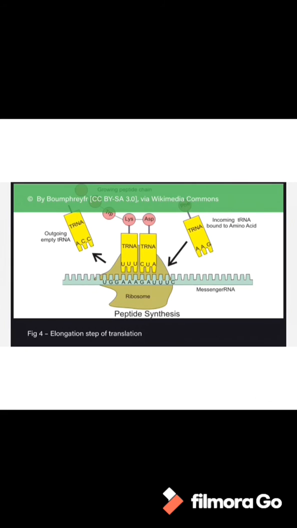The ribosome then translocates along the mRNA molecule to the next codon. This opens up the A site for the next aminoacyl tRNA. The polypeptide chain is built up in the direction from the N terminal to the C terminal.